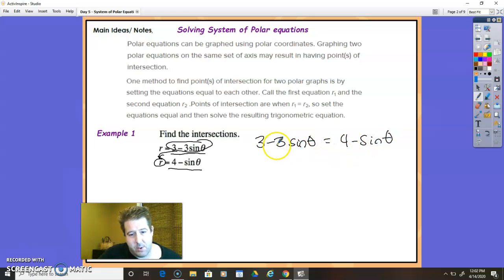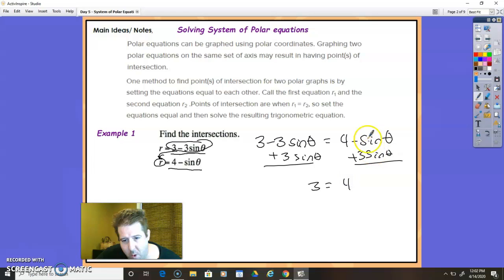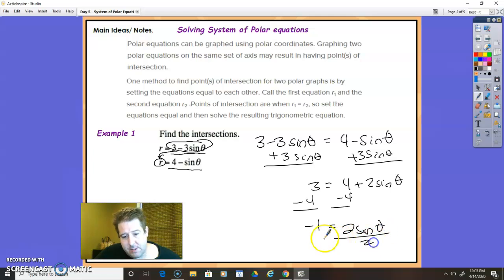All right, so the first thing I'm going to do is move the one that's the smallest. I always do that with algebra. It really doesn't matter how I go about doing this. I'm going to add 3 sine of theta to both sides. So that leaves me with 3 equals 4, negative 1 plus 3 more makes 2 sine of theta over here. Then I'm going to subtract 4 from both sides. It gives me negative 1 equals 2 sine of theta. Then I'm going to divide both sides by 2, and that gives me sine of theta equals negative 1 half.